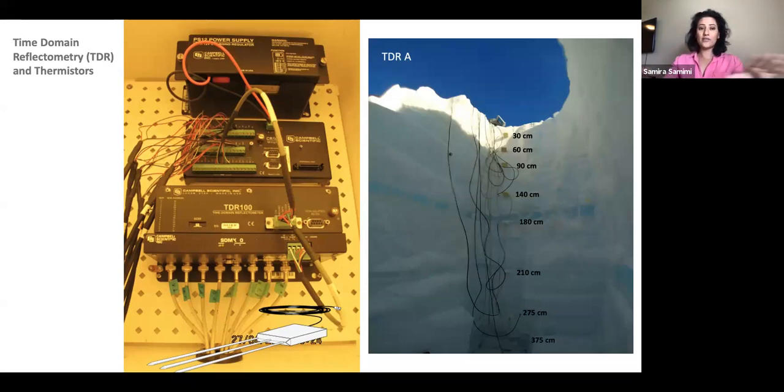And then at the end, when we set up everything, we filled the pits with snow and completely covered them. This installation was several weeks in advance of the summer melt season.